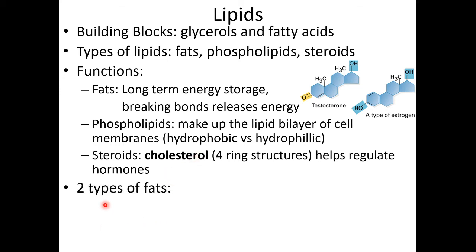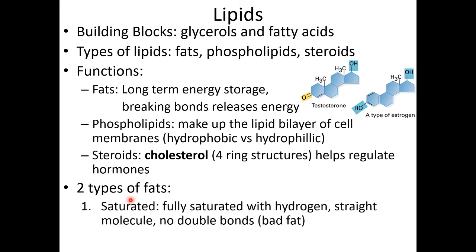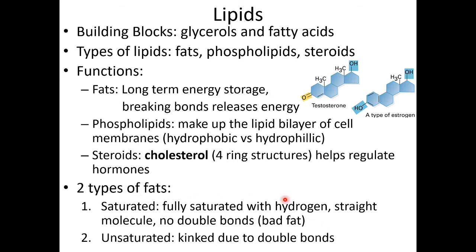Okay. When we look at fats that we eat, there's really 2 types. They're what we call saturated fats. It means that they're fully saturated or full of hydrogen. They tend to be straight molecules, no double bonds, and these are bad fats. So we tend to think of straight and stack and solid at room temp, the S's, okay? Saturated, straight, solid, stack. Bad for you.